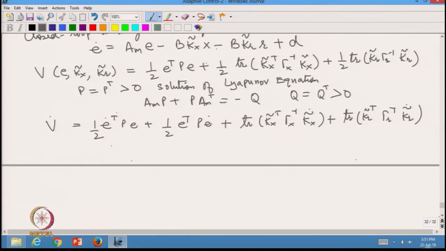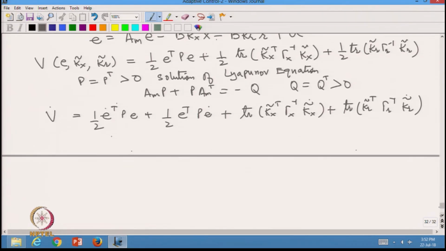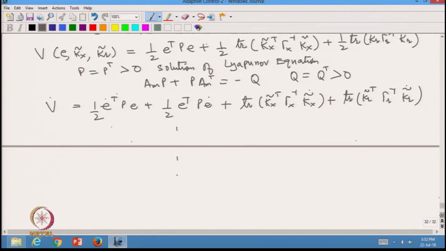Okay. So now we can go ahead and substitute for the error dynamics in all these terms. We substitute for E dot in the first two terms, and then we design K_x hat dot and K_r hat dot. I'm going to skip a few steps here, and I'll come to the expression for V dot. So, V dot is given by minus half E transpose Q E minus X transpose K_x tilde transpose B transpose P E minus R.